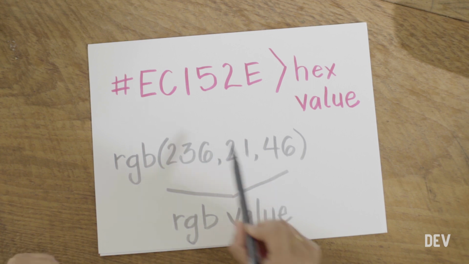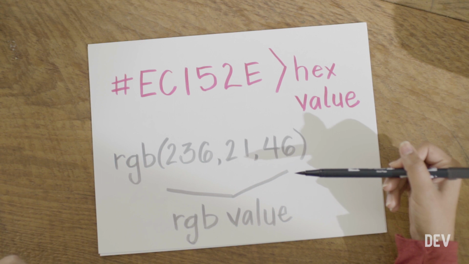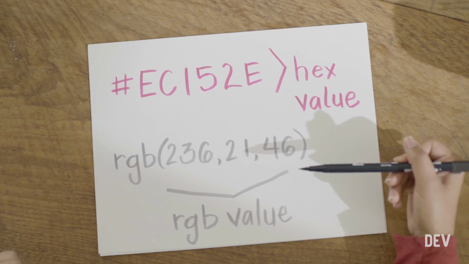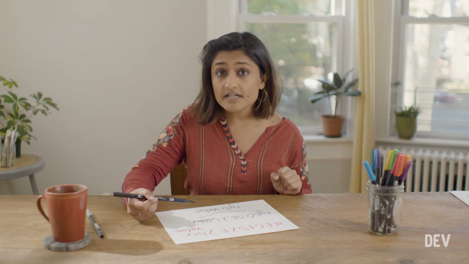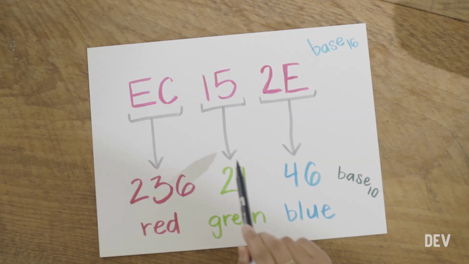But how does that connect to this hex value? What's the relationship there? And especially, how do they work if they're equivalent and resulting in the same color? Let's take a closer look at the relationship between these two representations. Each of these decimal base 10 numbers also can be represented as 8 digits in binary.